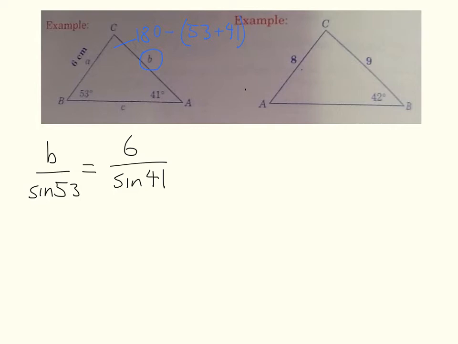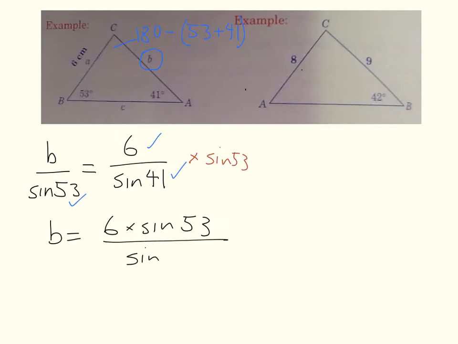Now again, we've got an equation here where this, and this, they're just numbers. Obviously sine 53 and sine 41 are non-exact numbers, so we're not going to estimate them. We're going to type this into our calculator as it is. We're going to have B equals 6 times sine 53, and I got that by simply multiplying both sides of my equation by sine 53, and then that's all being divided by sine 41.